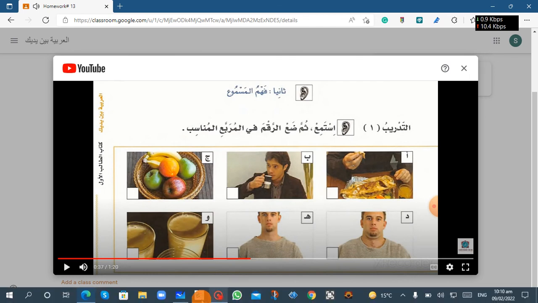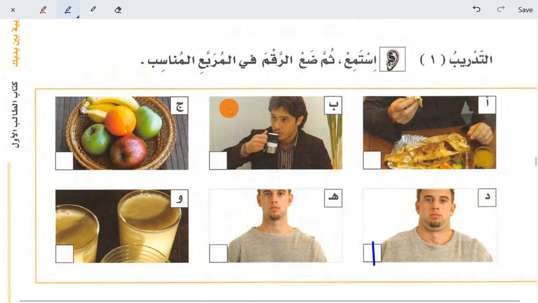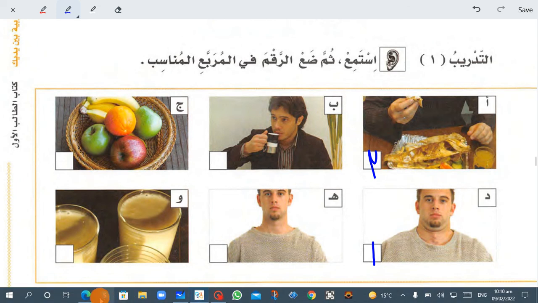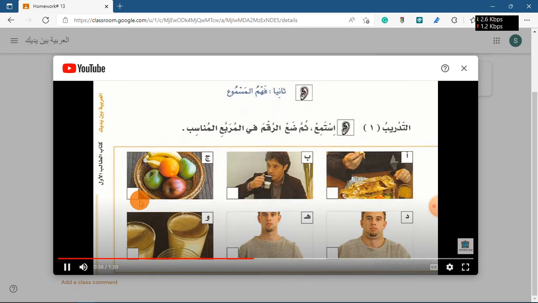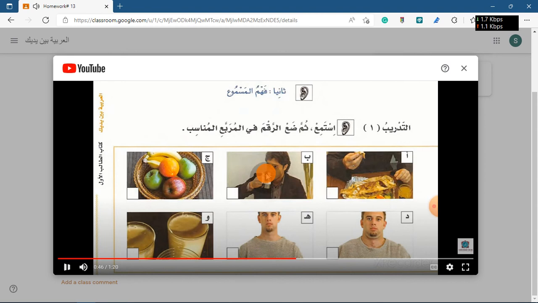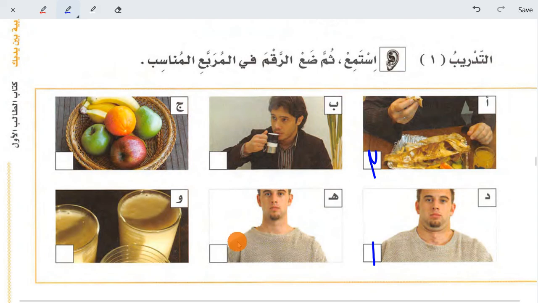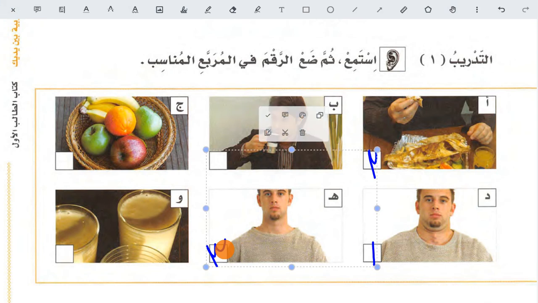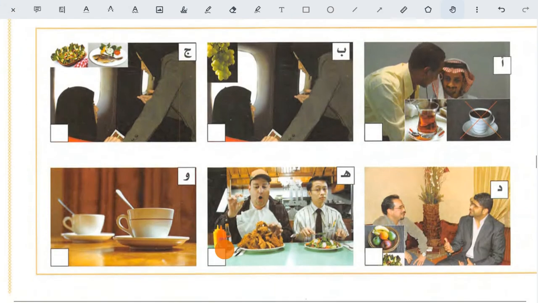In the first picture we see he is eating the fish. So I will write اثنان here. أنت نحيف جدا. In this picture we see a very weak person, so I will write ثلاثة here. In this way you will do this question and then we will proceed to the next one.